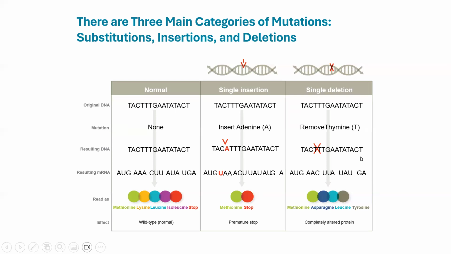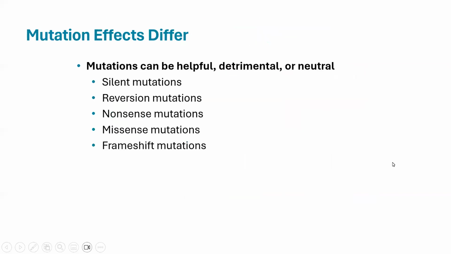And so the other thing you notice here is that there is no actual stop codon. So this is going to keep going, even though we only needed these 4 amino acids, until it finds a stop codon in the transcript or runs off the transcript. Now, mutations can be helpful, detrimental, or neutral, right? So those different types that we just talked about were silent. We haven't talked about reversion yet. And then there's nonsense and missense and frame shift, which we've mentioned a little bit.